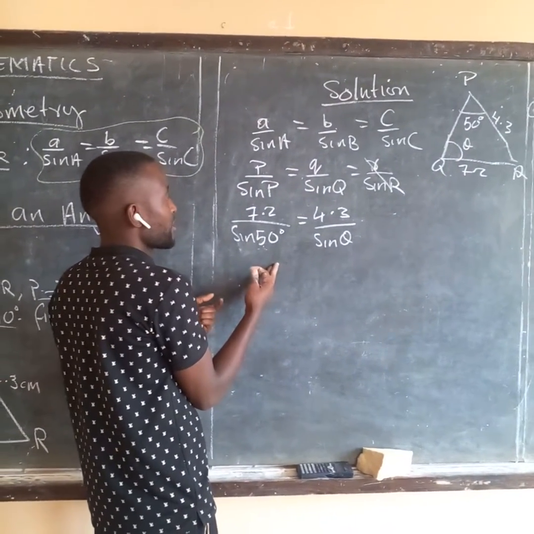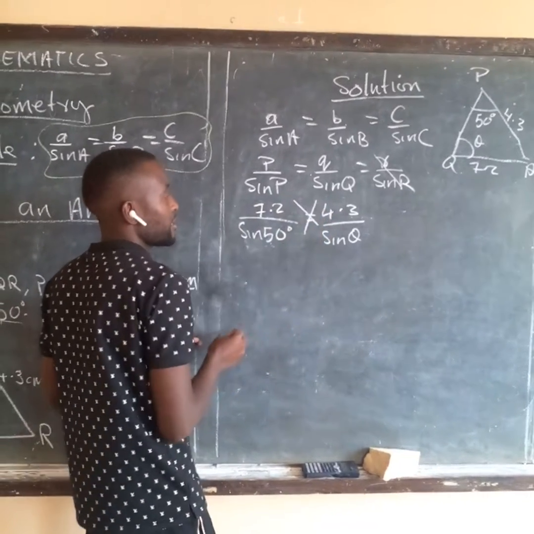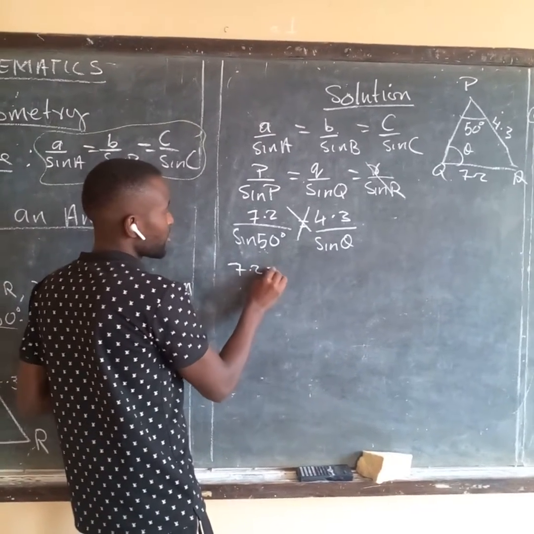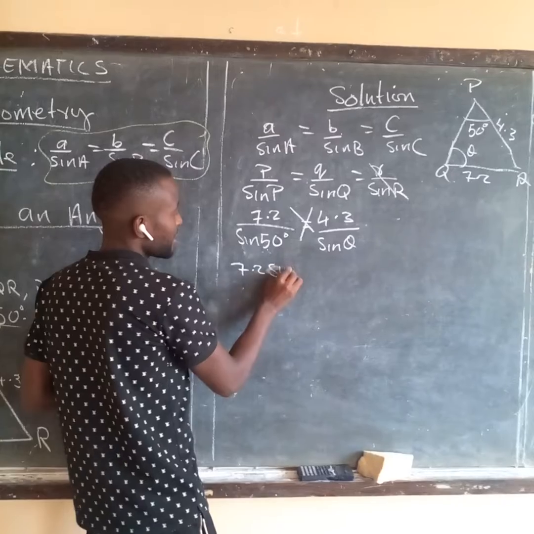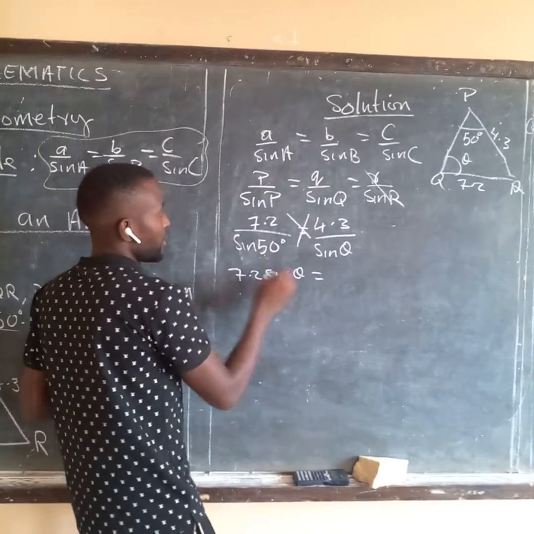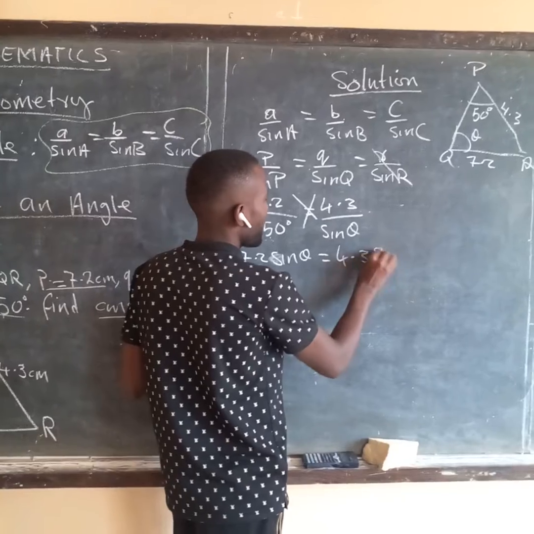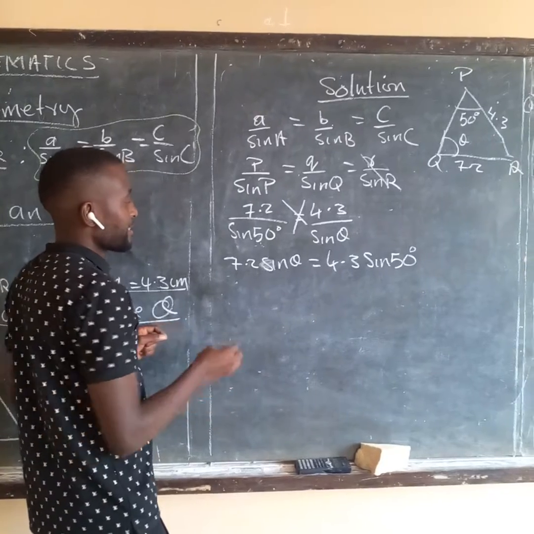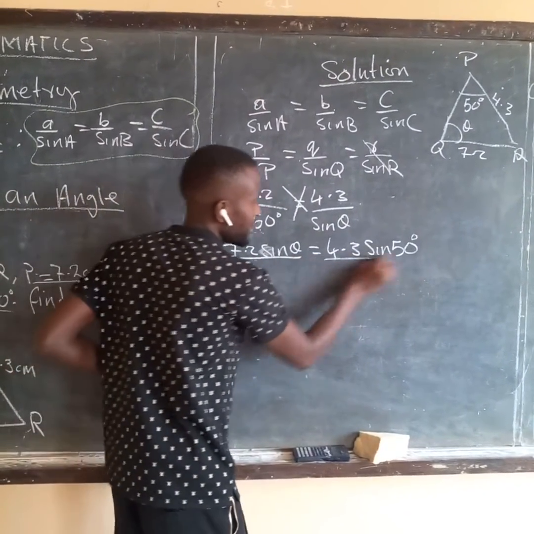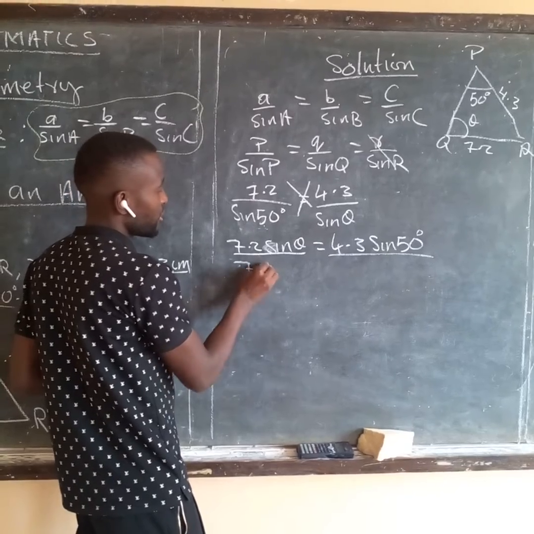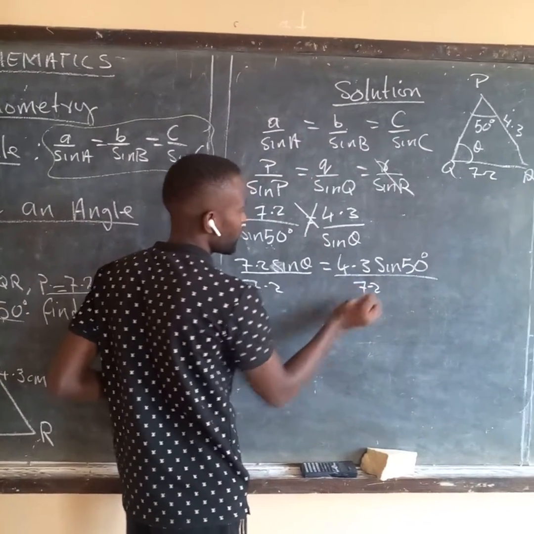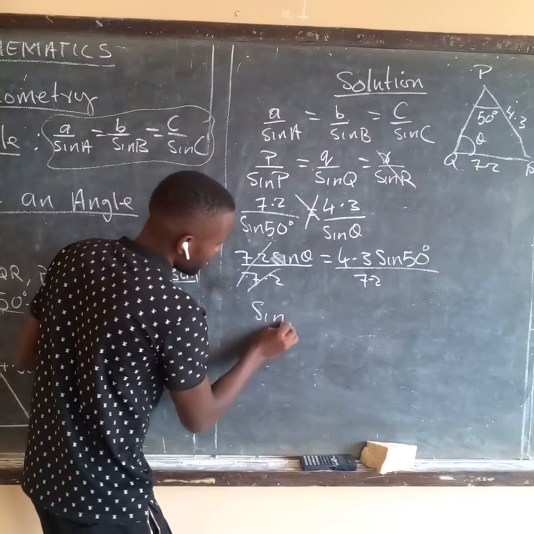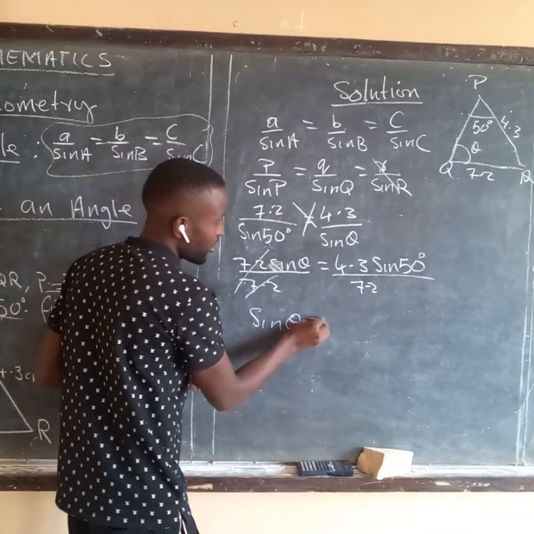So how do we solve this? We just have to cross multiply here. Sine theta multiplied by this, it will be 7.2 multiplied by sine theta is equal to 4.3 multiplied by sine 50 degrees. So what will be my answer? I know that I have to divide both sides by 7.2, so that I can cancel this 7.2 and this one. I remain with sine theta because we are interested in theta here. So we are going to have this.